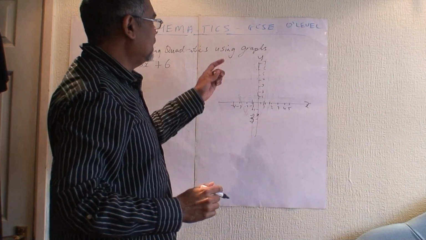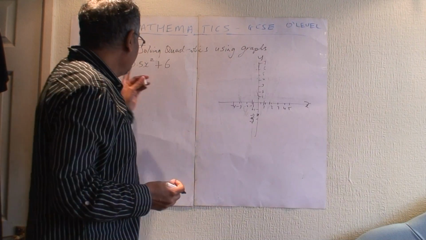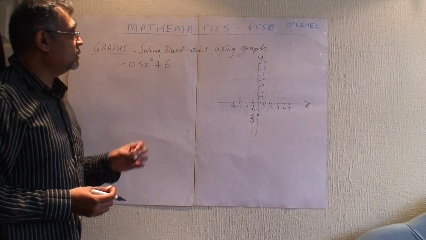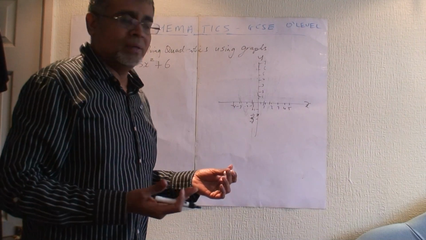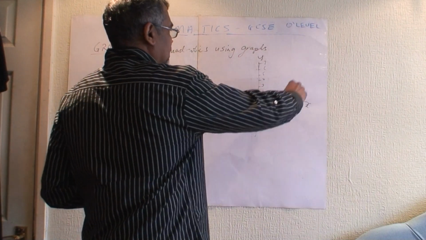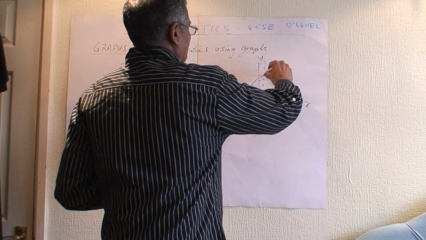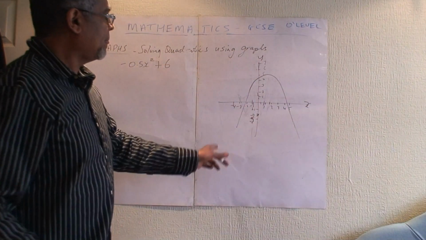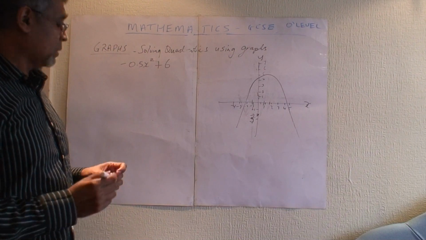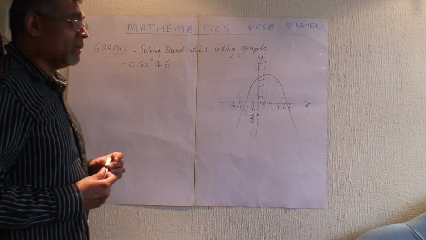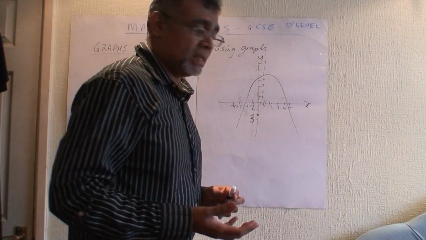Before we were looking at graphs that look like a U. For negative expressions in quadratics, the graph will look more like an N. So before we were looking at graphs looking like this, but now the graph will look like that, because it's a negative. But we will find values for x and y, and then we will see how the graph looks.